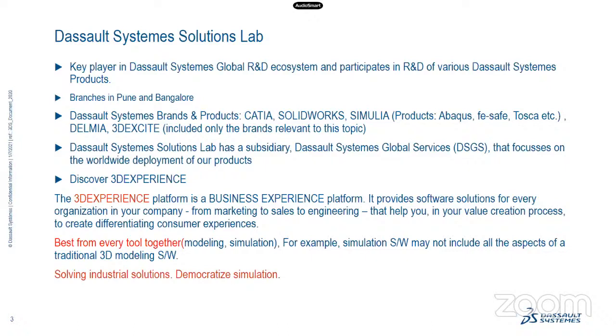But this platform concept is like, okay, for example, if you want to design some component, starting from the project management itself, you can do everything in the same platform. That is the 3D experience platform. And the individual software that was available, like Abacus, FeSafe, will be here as separate apps.